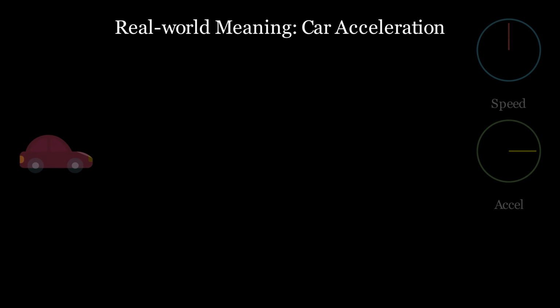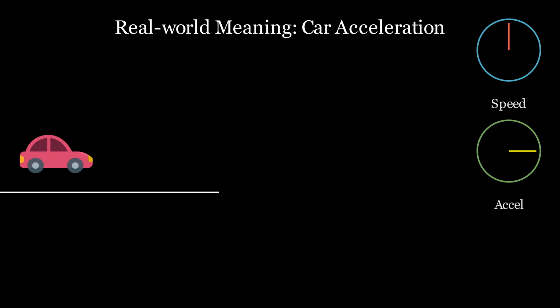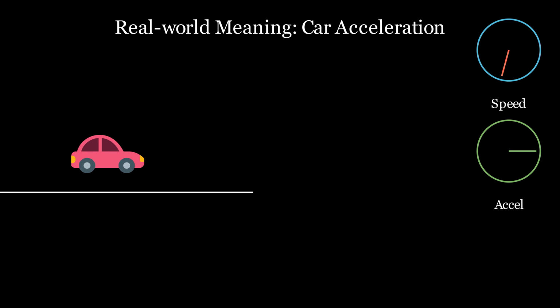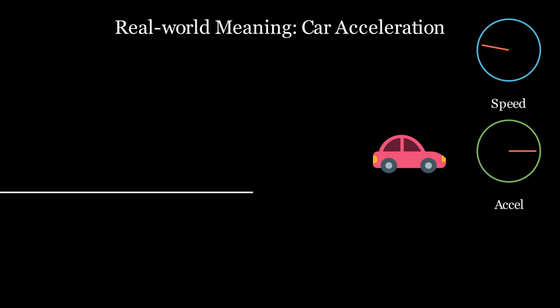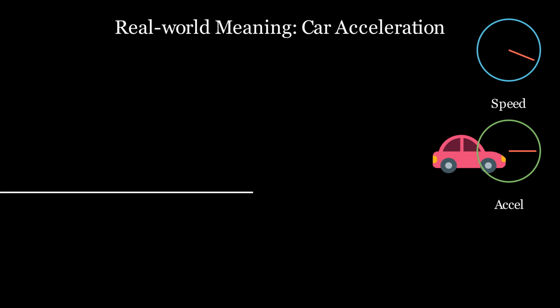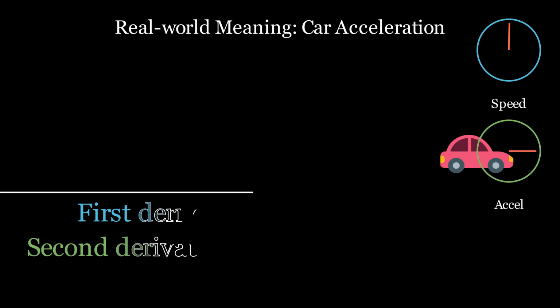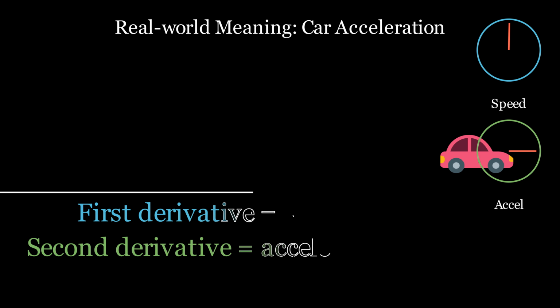In driving terms, the second derivative represents acceleration, how your speed changes over time. Imagine this car's speedometer shows your first derivative, while the acceleration shows your second derivative. When you press the gas pedal, you experience positive acceleration. When braking, negative acceleration. The second derivative captures these changes. This demonstrates how the second derivative represents the rate of change of the rate of change. Acceleration in physics terms.